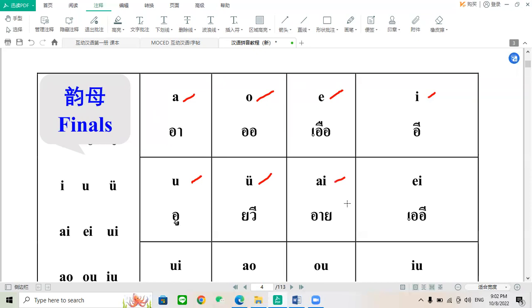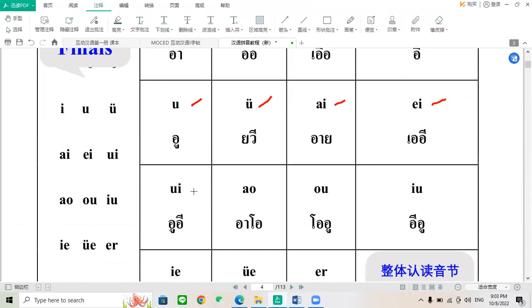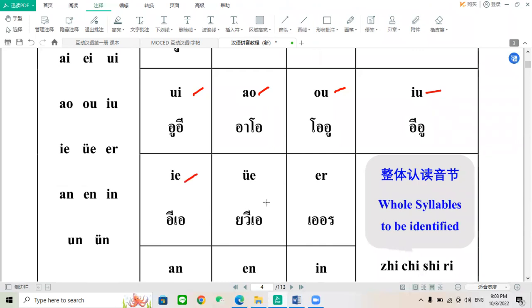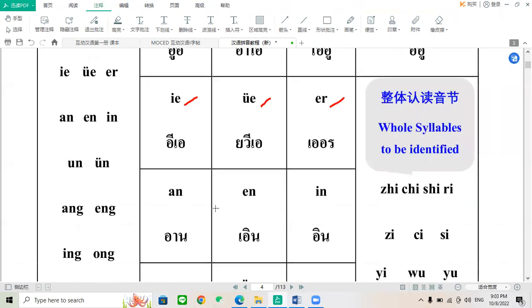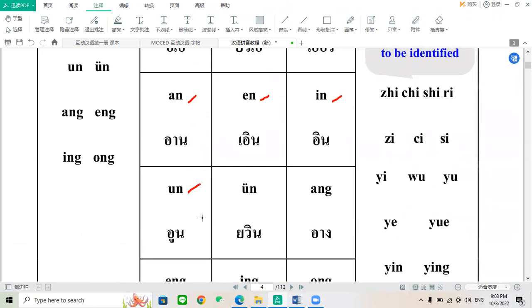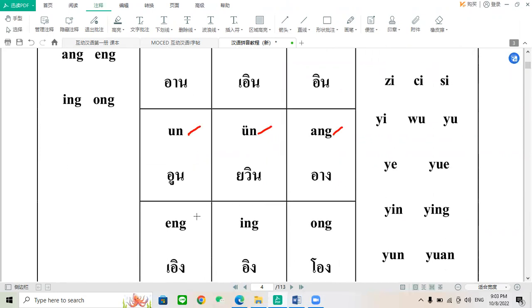So this one. I Yes. A Great. And this one. way Wei. Yes. ao Ao. o yo Right, very good. This one. yeah Yeah. Yes, very good. Yeah. Okay. yeah Yeah. Yes. r Right. And this one. an An. an Yes. in Yes. This one. un Yes, right. yun Yes. ang Right. This one. Yes. yin Yin. ong Yes, very good job.